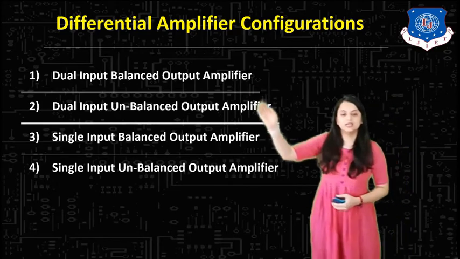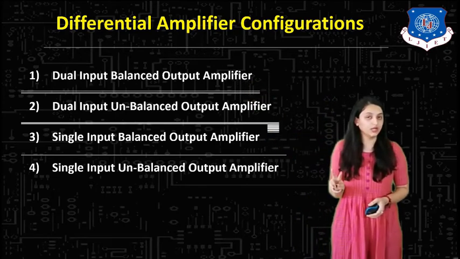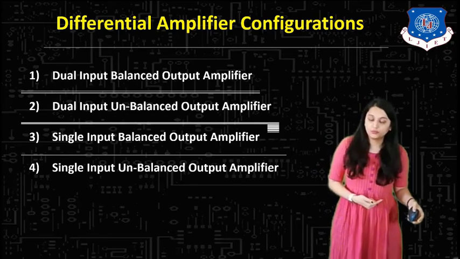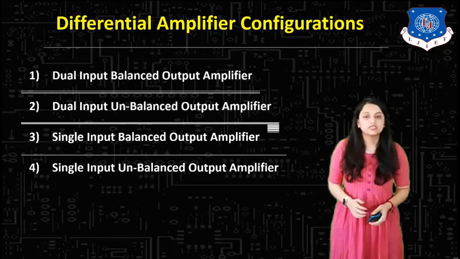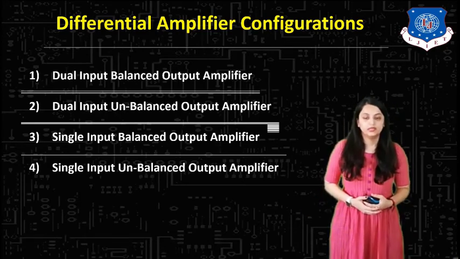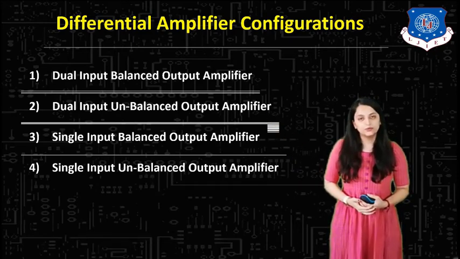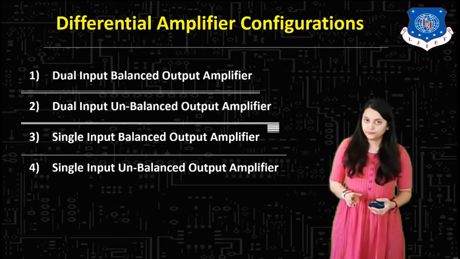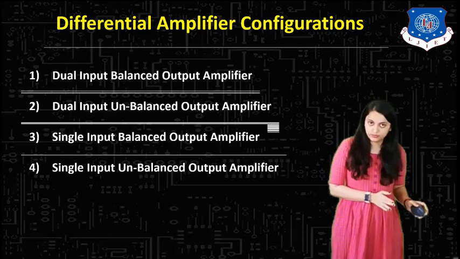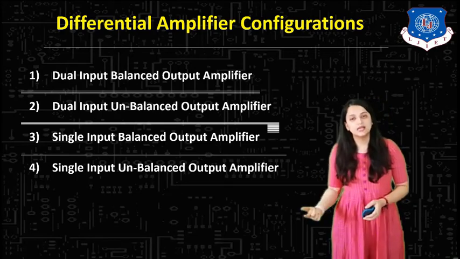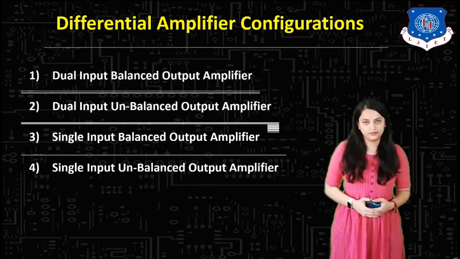So the first one, that is dual input balanced output amplifier. As the name suggests, it will have two inputs and it is balanced output. That means the number of outputs will be equal to the number of inputs. That means it will have 2 outputs. Second one is dual input and unbalanced output amplifier. So dual input says that the number of inputs will be 2, but as it is unbalanced, the number of outputs will not be equal to the number of inputs. That is, it will not be equal to 2. Instead, it will be equal to 1. That's why the name dual input unbalanced output amplifier.